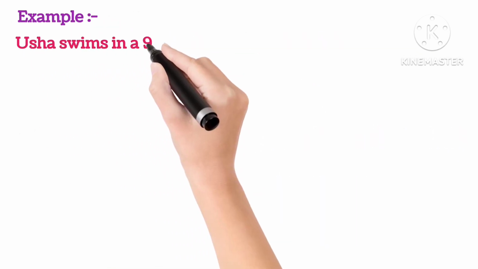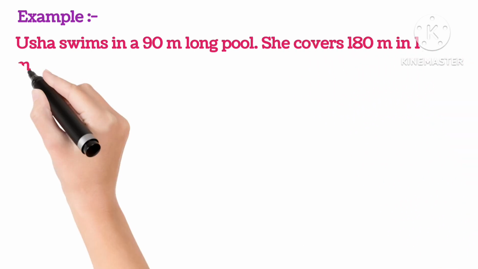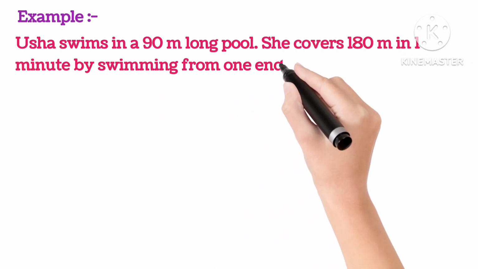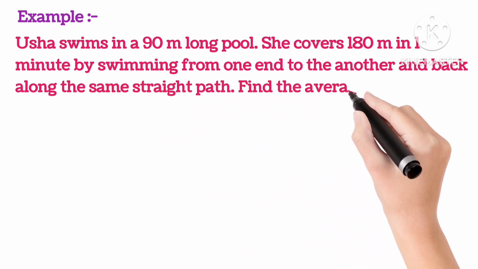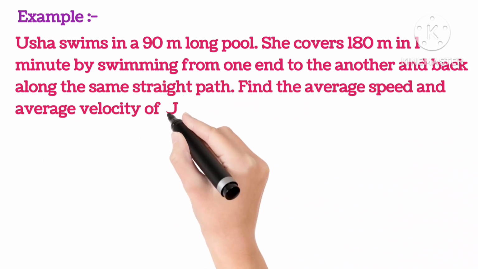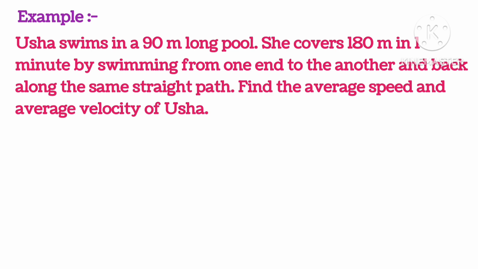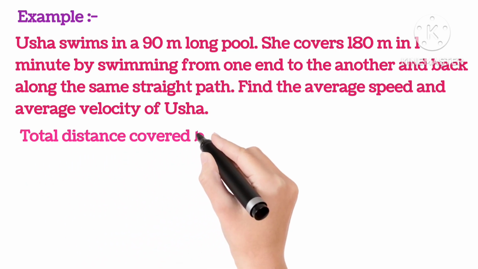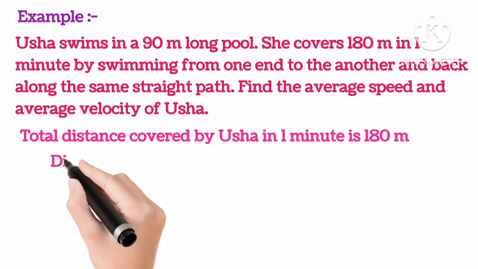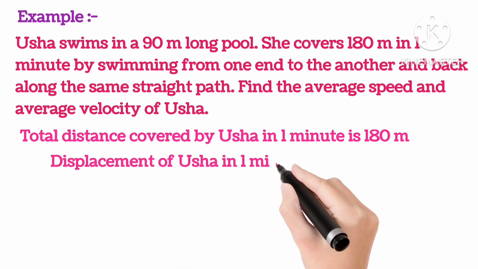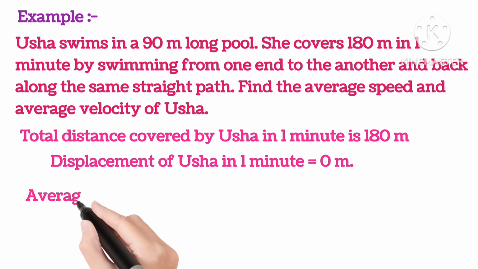Example. Usha swims in a 90-meter long pool. She covers 180 meters in 1 minute by swimming from one end to another and back along the same straight path. Find average speed and average velocity of Usha. So the total distance covered by Usha in 1 minute is 180 meters. Displacement of Usha in 1 minute is 0 meters.